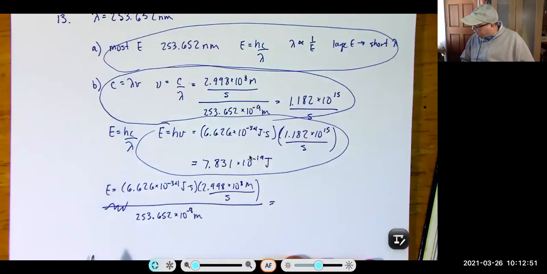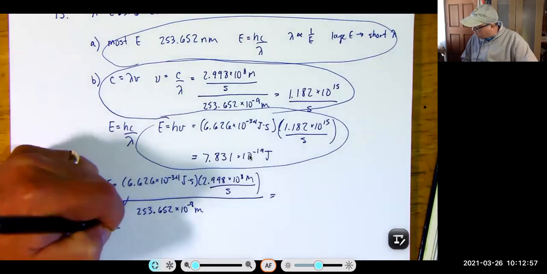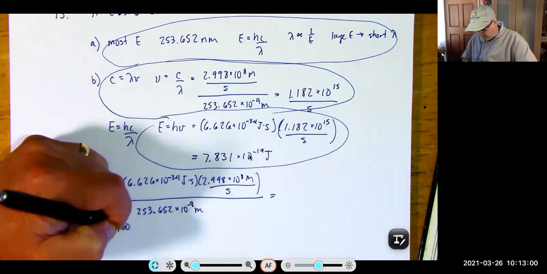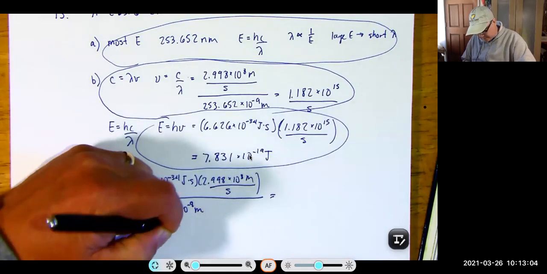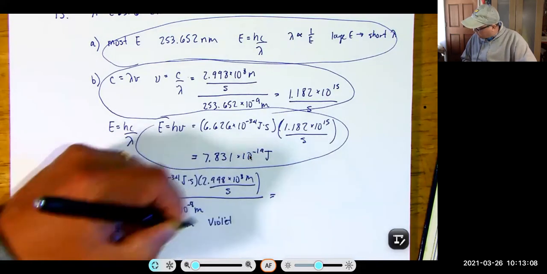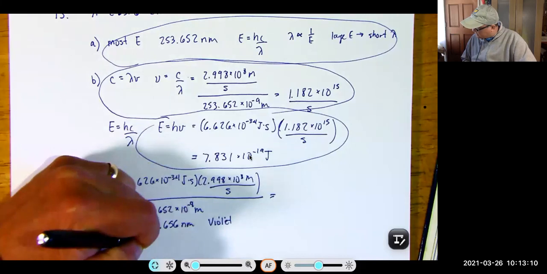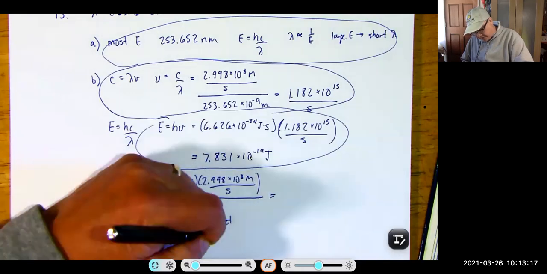And for C, are any of these lines found in the visible spectrum? For C, you'd say the 404.656 nanometer, and that's going to be violet. And the 435.833 nanometers, that's going to be probably violet or indigo.